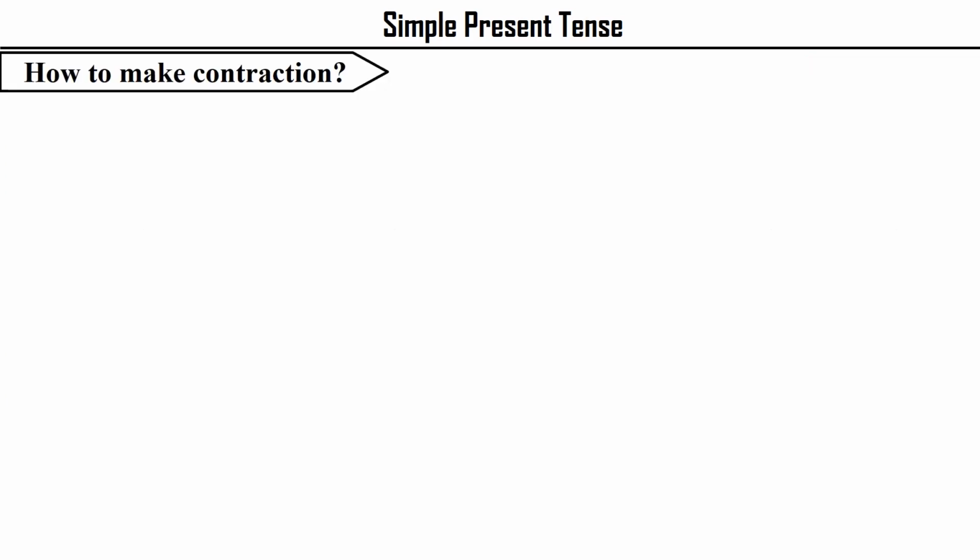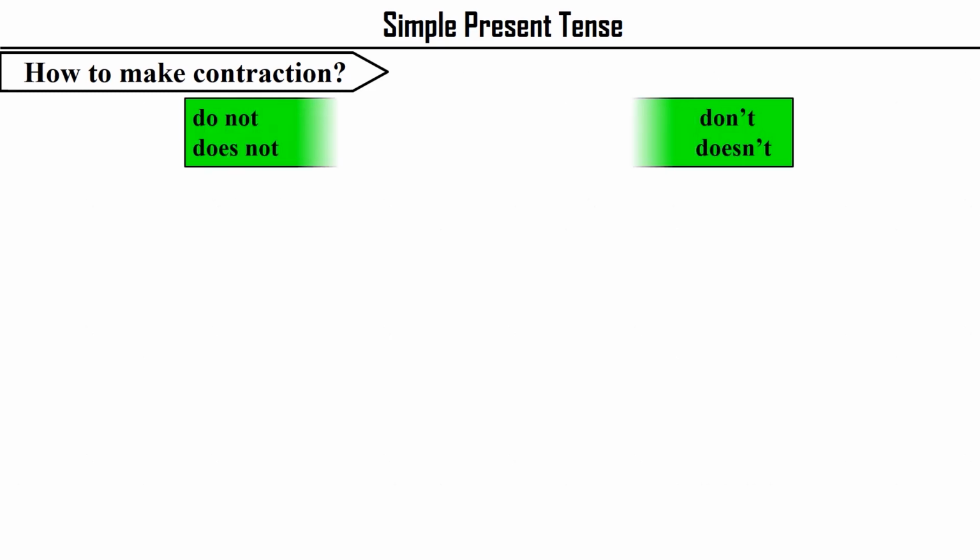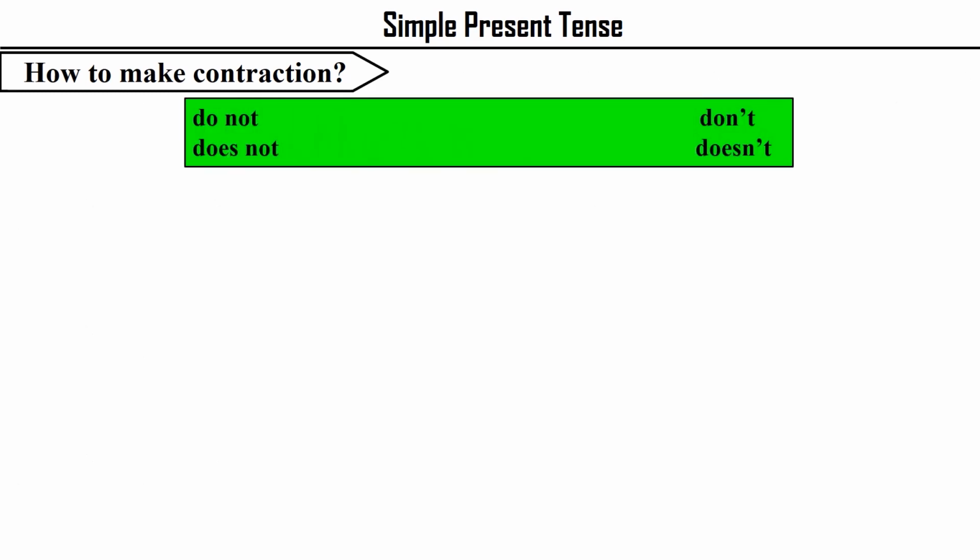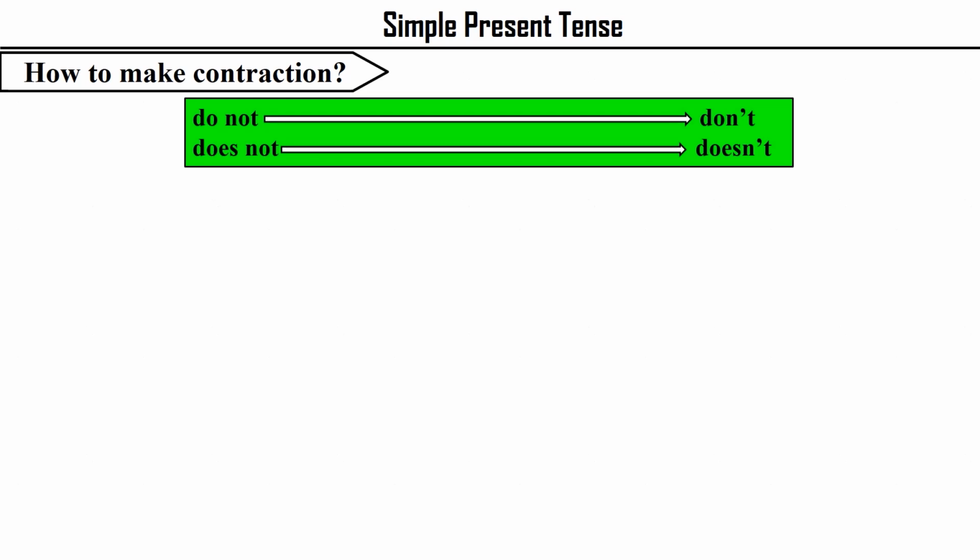How to make contractions in the simple present tense? In the simple present tense, we contract helping verbs with the negative adverb not. Do not becomes don't. Does not becomes doesn't. We use contractions because it is easier and faster to say. We often use contractions in conversation, but we cannot use contractions in formal writing or academic writing.